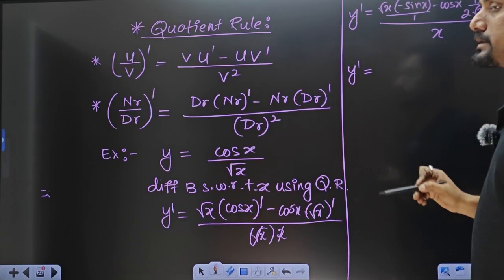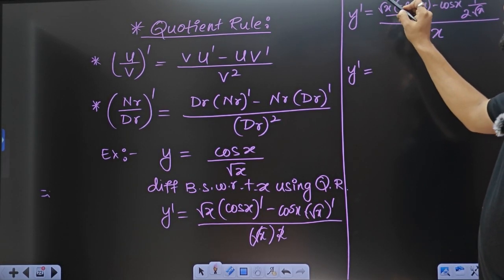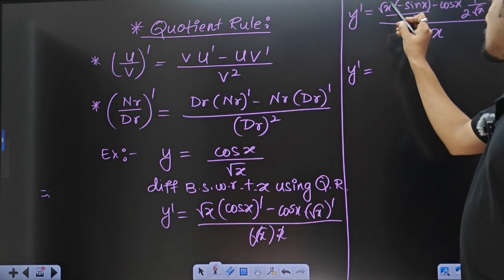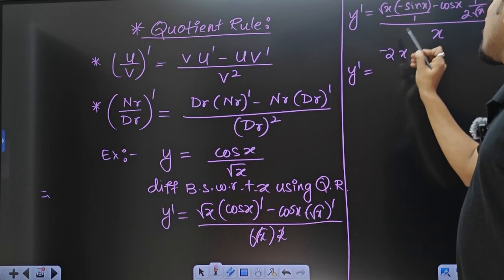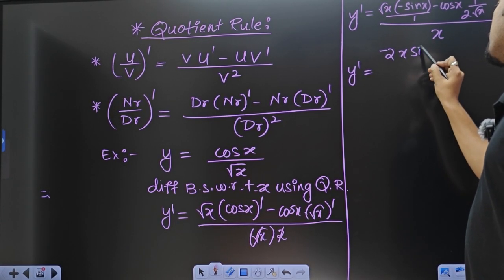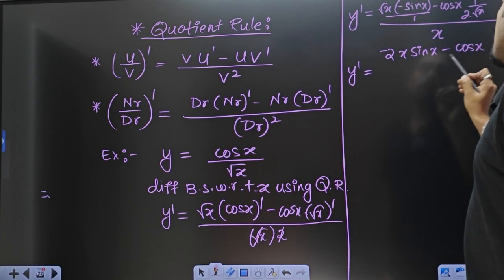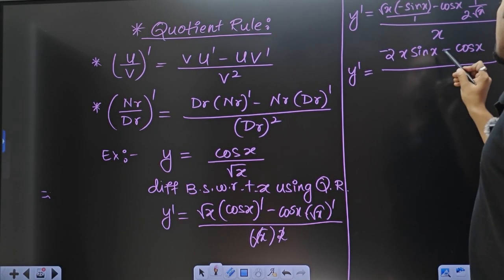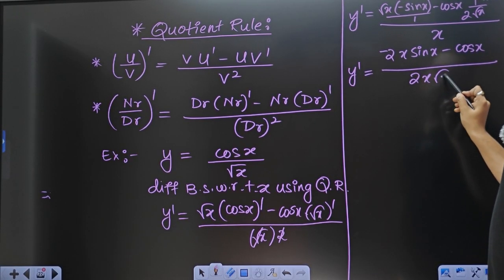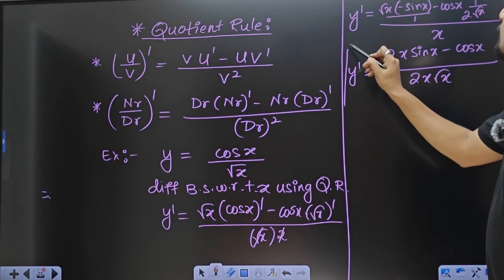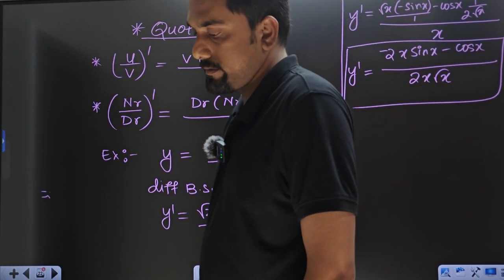Taking the LCM of 1 and 2 root x gives 2 root x. For that I should multiply this with 2 root x. So 2 into root x into root x becomes x. Already there is a minus, I will write the minus outside. Minus sin x minus cos x divided by 2 root x into x, that is 2x root x, is the dy by dx, or derivative of the given function with respect to x.